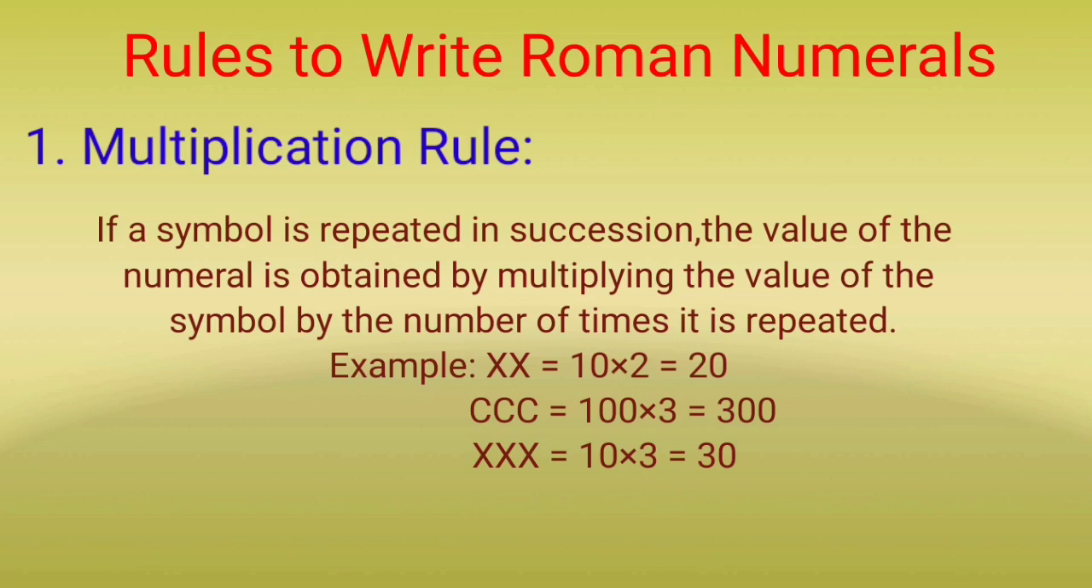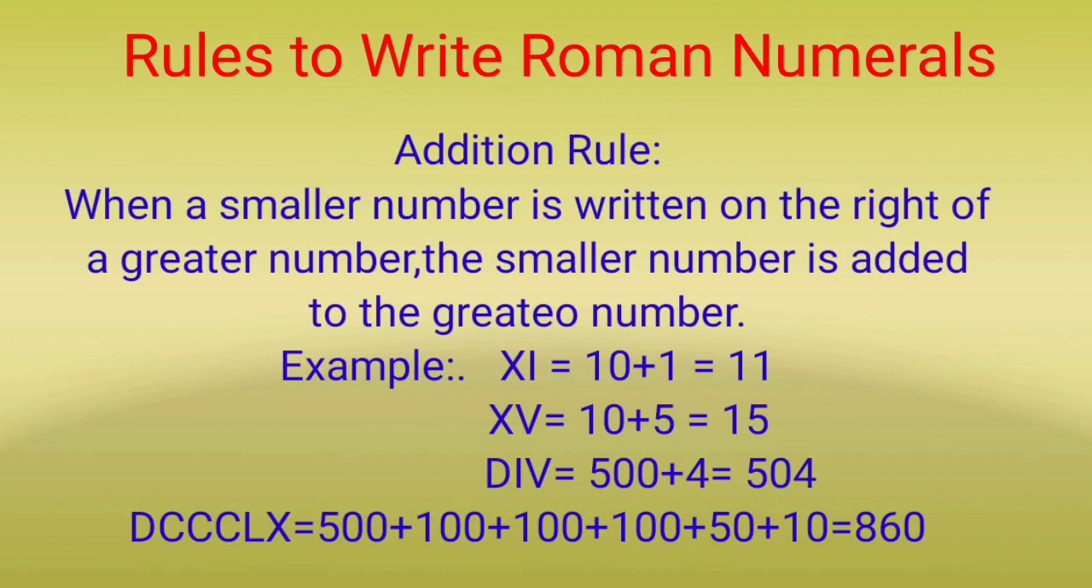Now see the other example, CCC. We know that C stands for 100, so we will write 100. And how many times is C there? 3 times. So we will multiply it by 3. So that is 300. Now see the other example, XXX. X stands for 10 and how many times is X there? 3 times. So 10 into 3 is equal to 30.